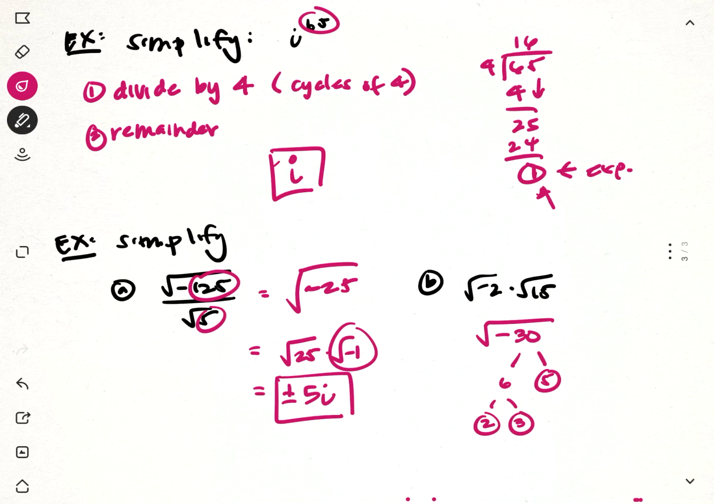Now, if we were to find any pairs, then we could take them outside of the square root. But in this case, we don't have any pairs. So negative 30, we can't factor. But what we can write this as is square root 30 times square root negative 1, which is going to be square root 30 i.